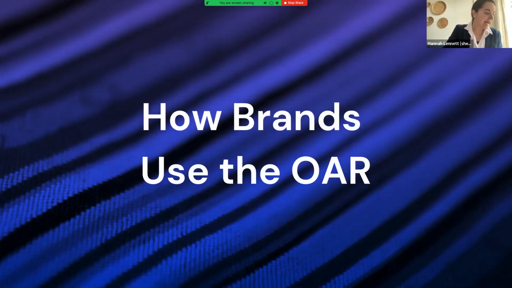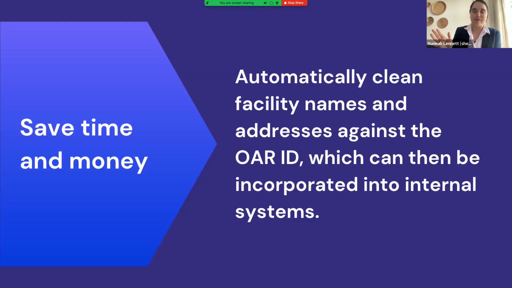So with that, I am going to talk about some of the benefits that we have heard from brands who are using the Open Apparel Registry to help you understand how you might be able to make use of the tool. So the first is saving time and money. When we talk about that algorithm, you are able to essentially clean your facility name and address data against our algorithm and get those OAR IDs for each of your facilities, which you can then incorporate into your internal systems or external communications with stakeholders to make it very easy to know which facility you're talking about when you're interacting with different people.